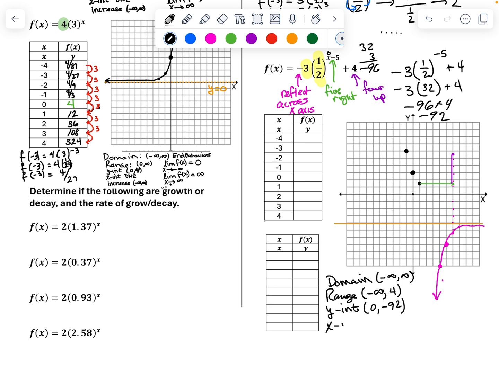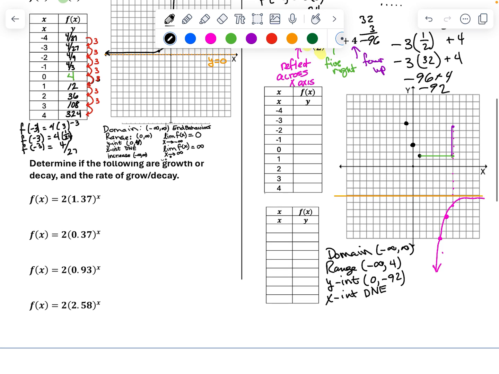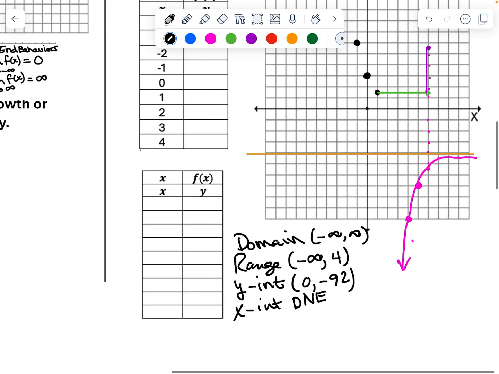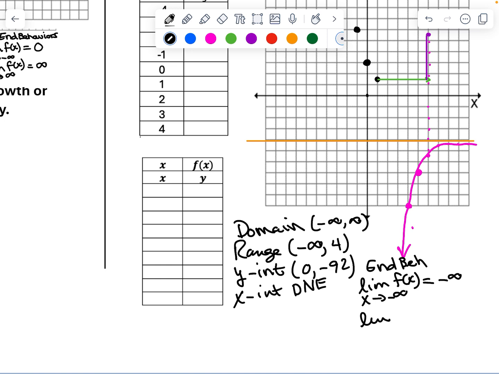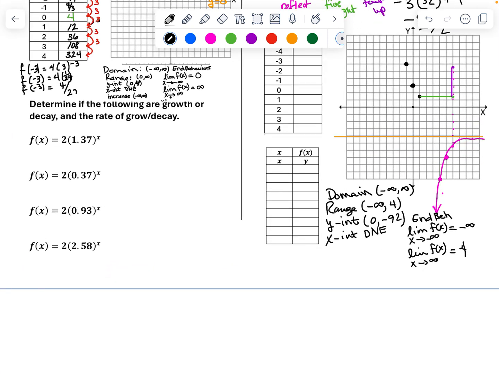We are not going to have an x-intercept. It's not going to exist. But our end behavior is a little different. On the left-hand side, the limit of f(x) as x moves to the left is going towards negative infinity. And the limit of f(x) as this graph moves to the right is going to be getting closer and closer to 4. And of course, you put that in Desmos or your graphing calculator and you can see that.